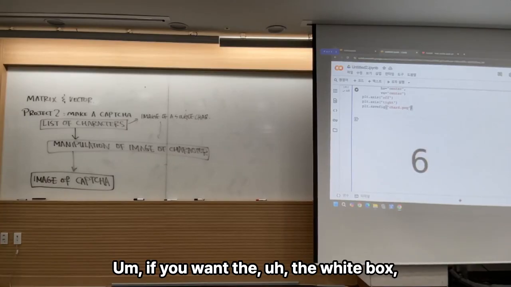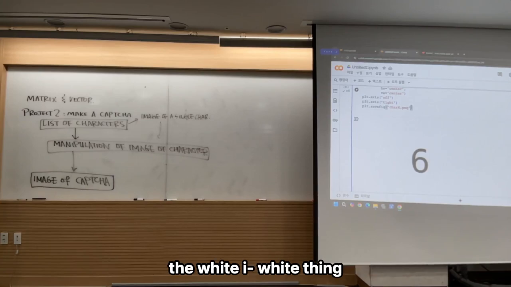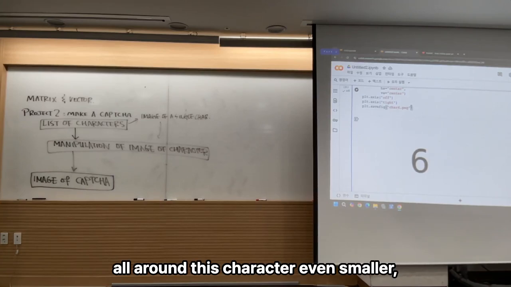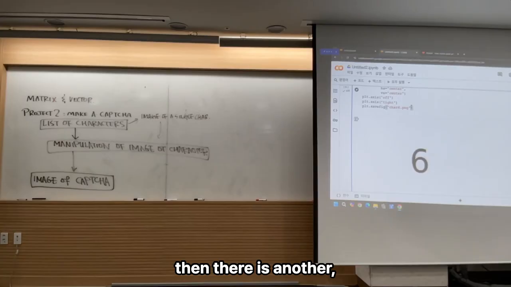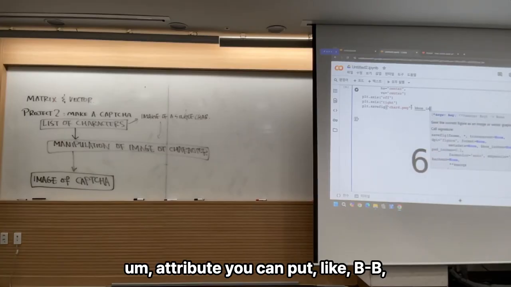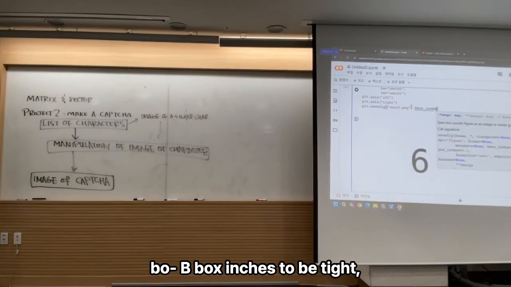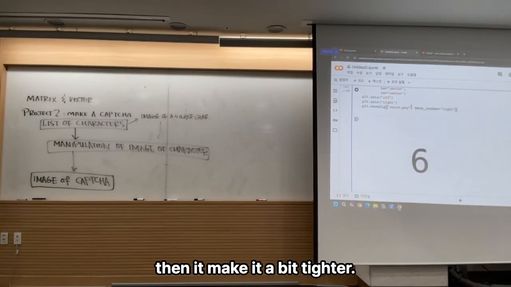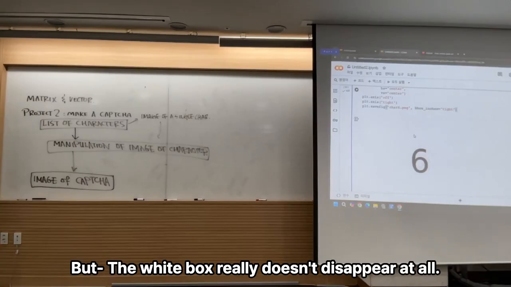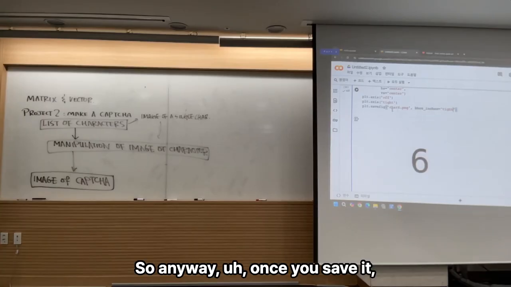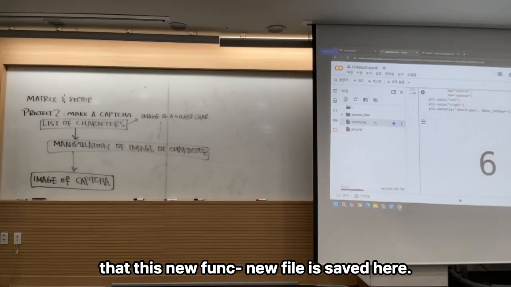If you want the white box around this character even smaller, there is another attribute you can put, like bbox inches to be tight, then it makes it a bit tighter. But the white box really doesn't disappear at all. Anyway, once you save it, you can see that a new file is saved here.